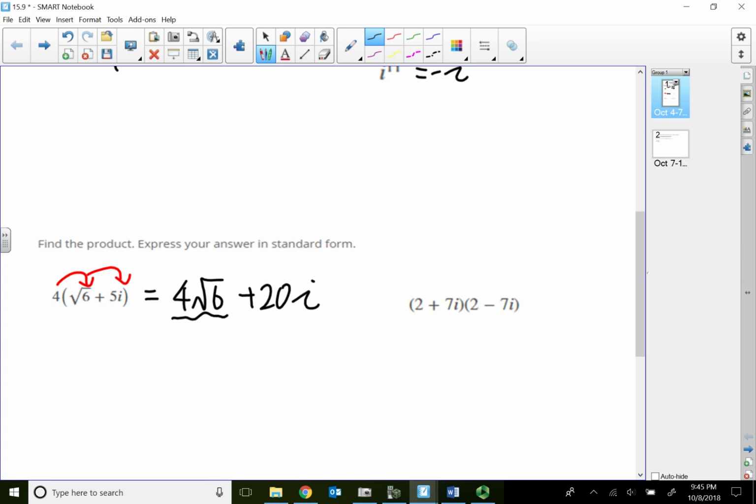The two terms are not like terms. All right, this is a difference of squares. a is the same, and b is 7i. So 1 plus, 1 minus, that gives me a difference of squares.